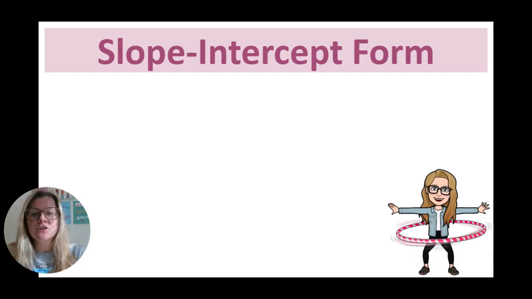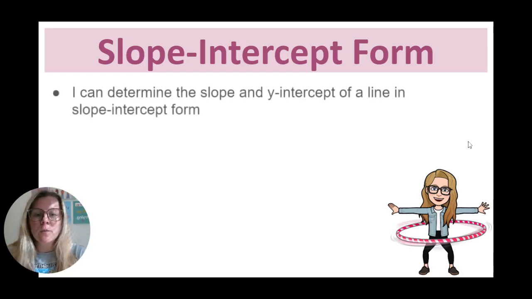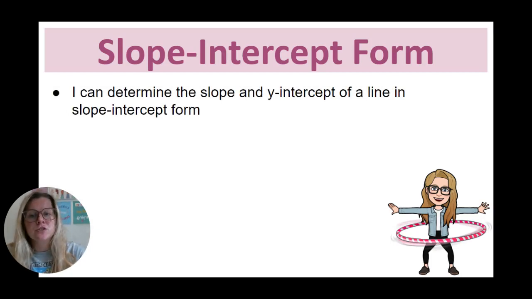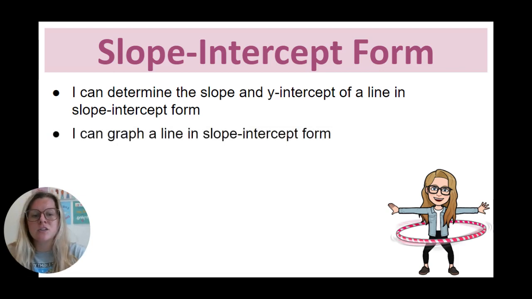Everybody, in this video we are going to talk about graphing lines in slope-intercept form, and at the end of the video I want us to be able to determine the slope and y-intercept of a line and be able to graph a line in slope-intercept form.